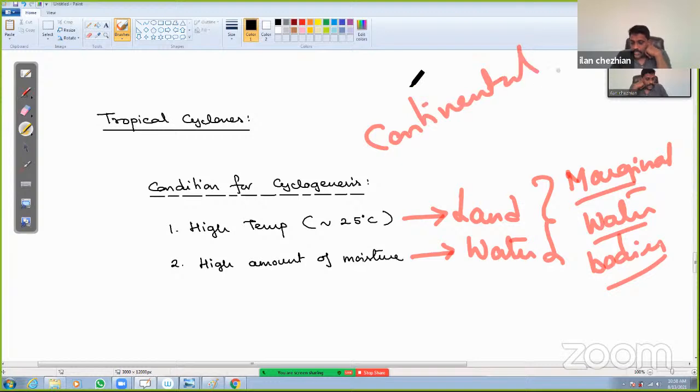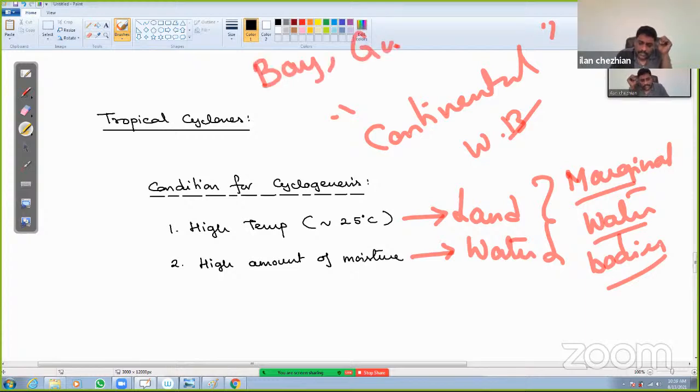You call them as what? Marginal water bodies, or you call them as what? Continental water bodies. What is this continental water body? A water body which can behave like that of a land. A water body which is surrounded by land on three sides. You call them as what? Marginal water body. Even two sides, no problem. Influence of the land should be there. It can be a bay, it can be a gulf, or whatever it is.